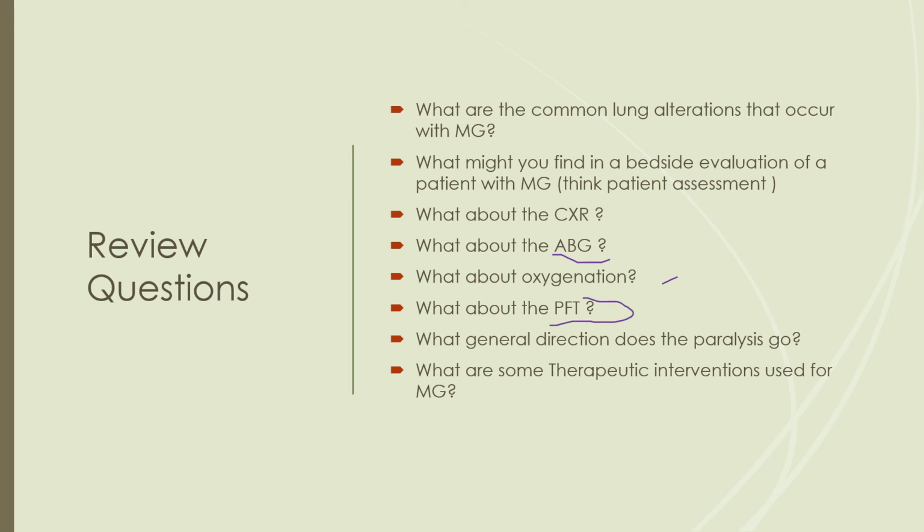PFTs, what would their PFT show? Volumes would be, flow rates would be... What general direction does the paralysis go again? Is it ascending or is it descending? All right, this patient has myasthenia gravis. What are some therapeutic interventions? What roles do PFTs play in this patient? These are all things you should be thinking about.